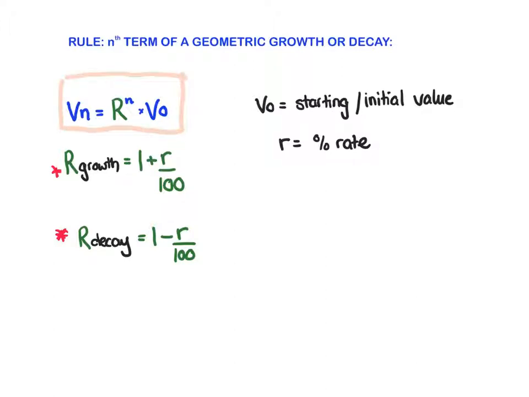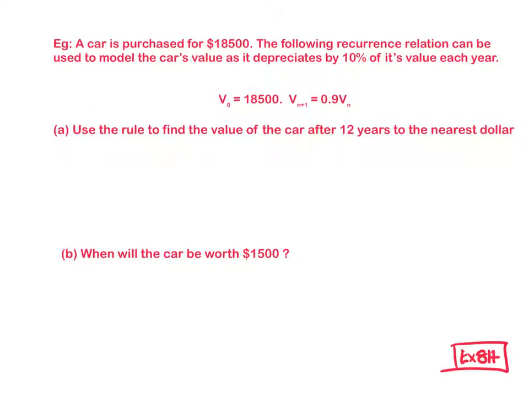So this is our nth rule formula here. You need to know what the big R is. The big R is, if it's growth, 1 plus the interest rate over 100. So say before it'd be 1 plus 8 over 100. If it's decay, so say something's depreciating, you do 1 minus the interest rate over 100. And V0 in the formula is always what you originally began with. Let's look at a couple of examples here.